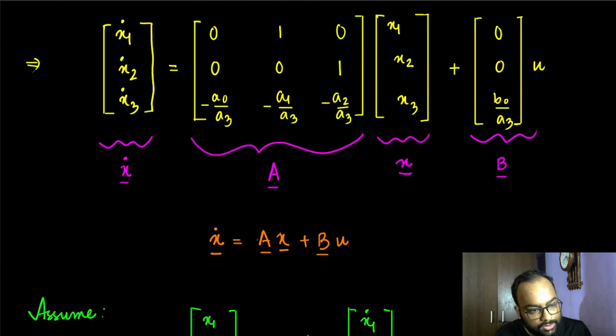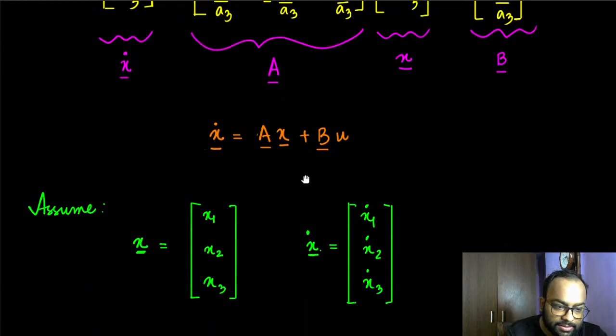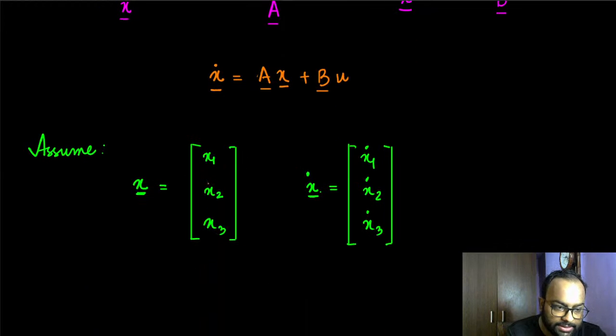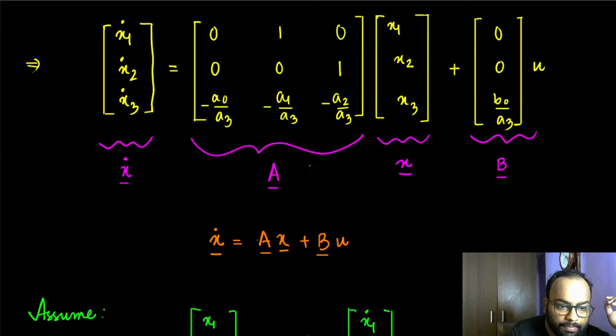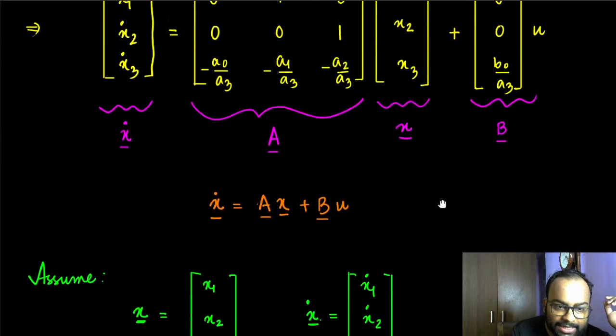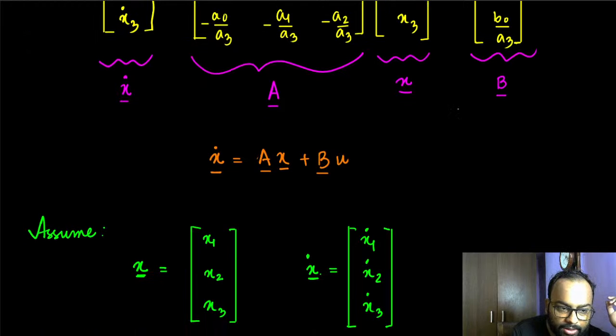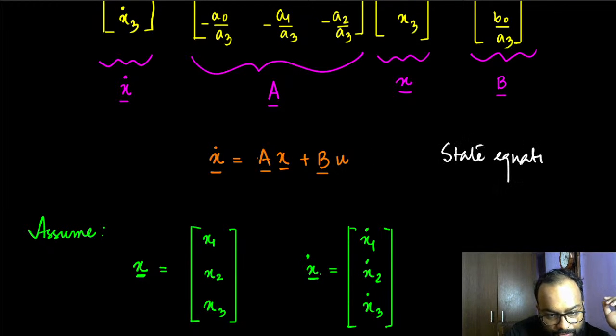So x dot equal to Ax plus Bu, where x is this x1, x2, x3, x dot is x1 dot, x2 dot, x3 dot, and of course A and B are given like this, and u of course is the input. So this is called the system equation or the state equation. Let me just write it down. This is called the state equation.